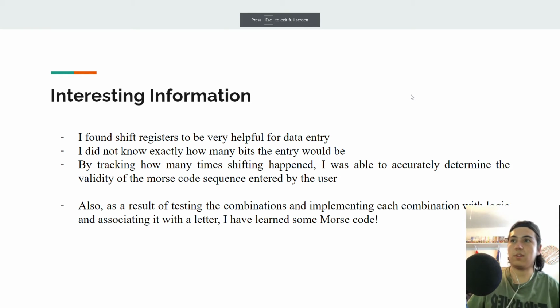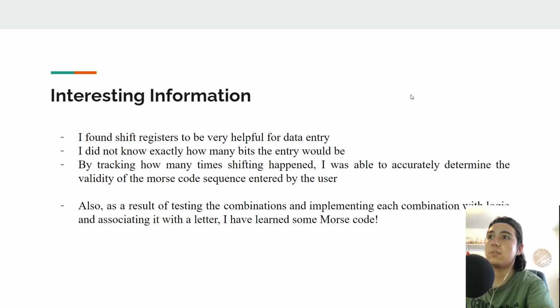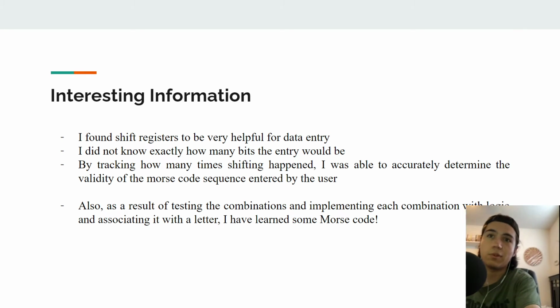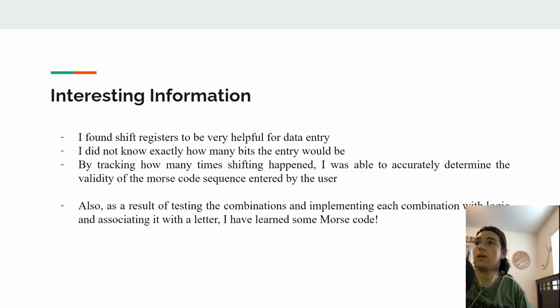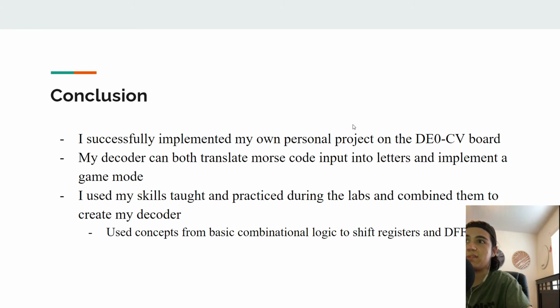Some interesting information I found. Shift registers were very helpful for data entry, as I said earlier. I did not know exactly how many bits the entry would be, so by tracking how many times the shift happened, I was able to accurately have the number of bits that were entered. And also, I kind of learned Morse code because I worked with it so much.